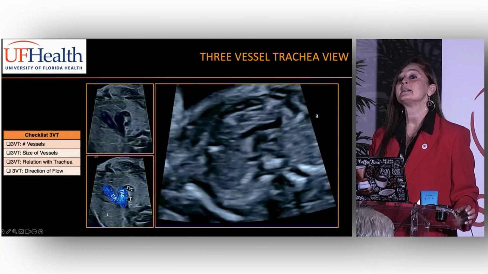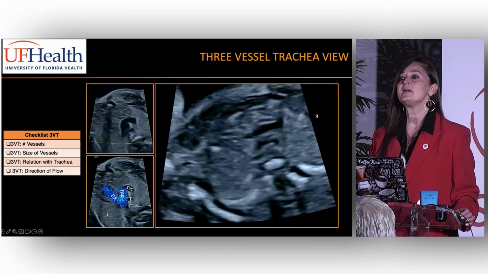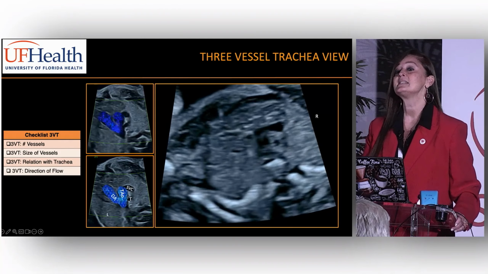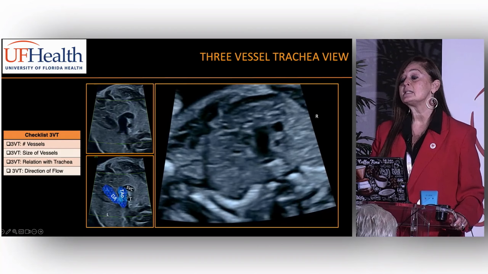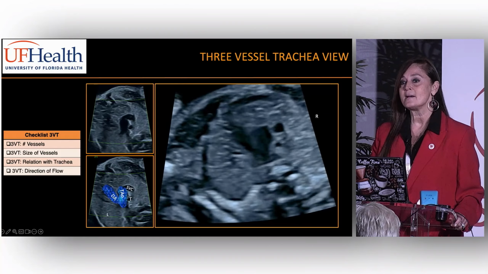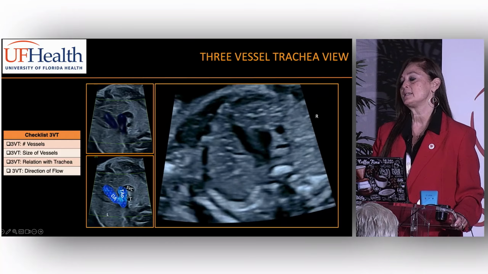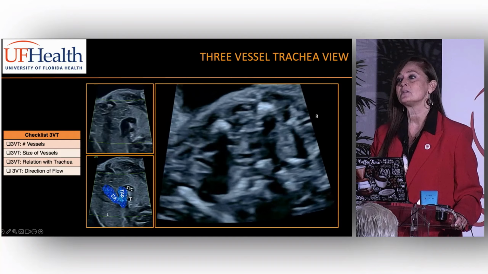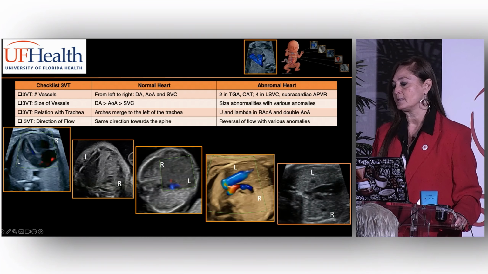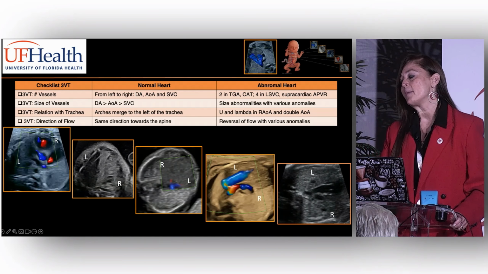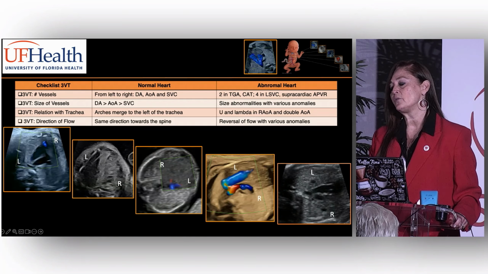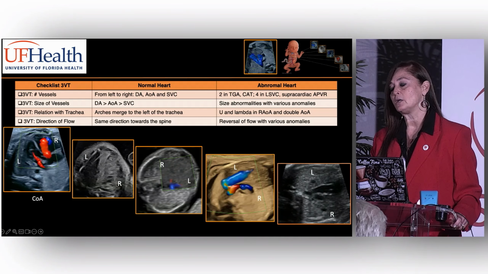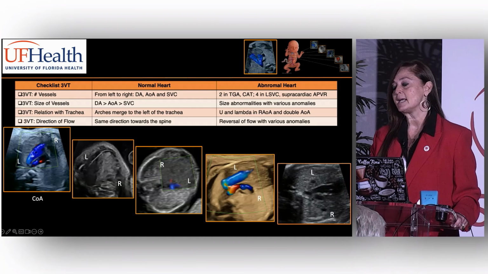What you need to see here is the number of vessels. We should see 3 vessels. You need to look at their size. They should be about equal in size, the transverse arches. You need to see the direction of flow in them. It should be the same towards the spine, and you should have also their orientation with respect to the trachea is very important. And here are, as we sweep up from the four-chamber view straight to the 3VT, in the first case, you see a narrowed isthmus, reversal of flow, and a case of coarctation.